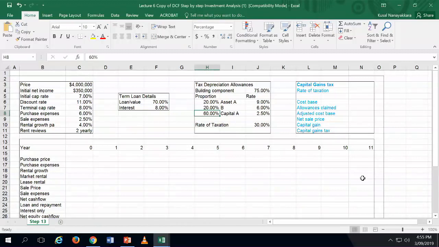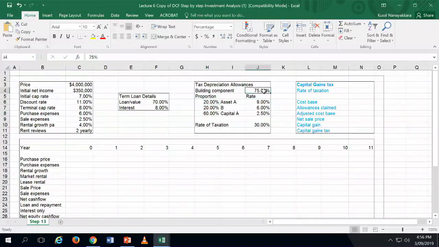The tax rate 9%, 6%, which tax? What kind of tax? Depreciation rate. These are depreciation rates. Did I say tax? Sorry, these are depreciation rates. I'll tell you again.